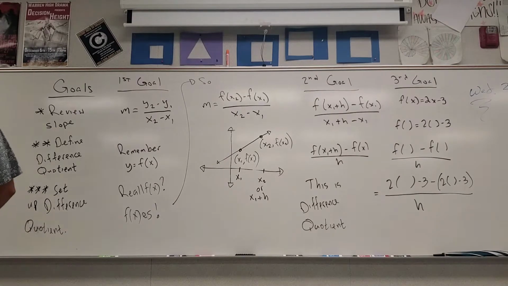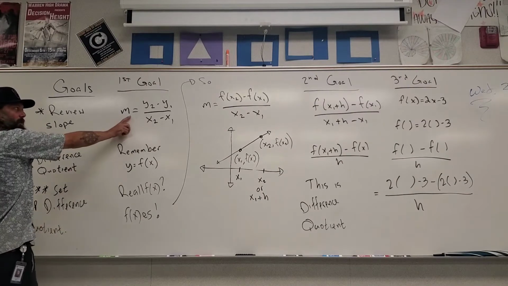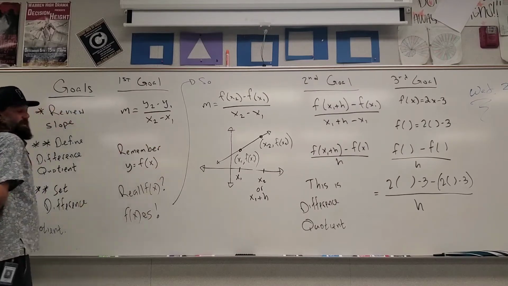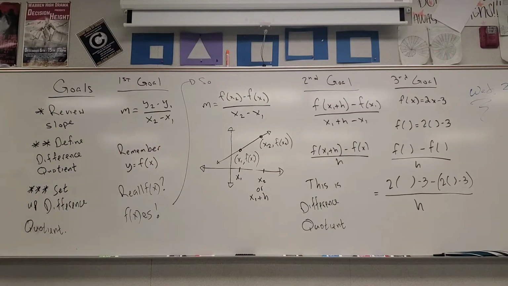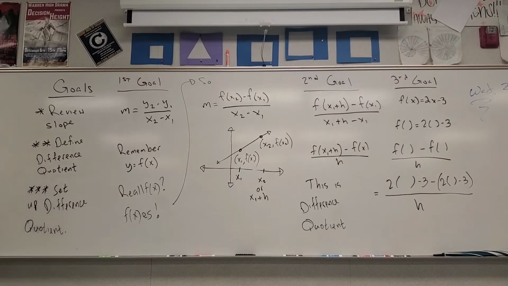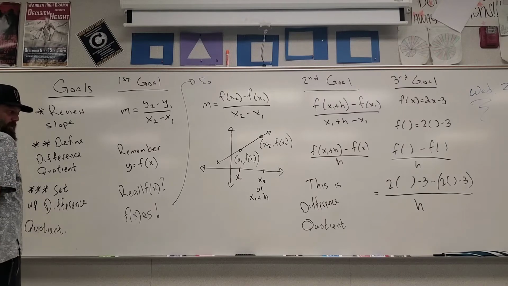All right, so again, let's just review slope. Remember, slope is the equation m equals y2 minus y1 divided by x2 minus x1, and slope tells us how steep a line is. This is a formula that we've seen for many years. I believe you were first introduced to it in the 7th or 8th grade, so it shouldn't be anything that's too complicated.